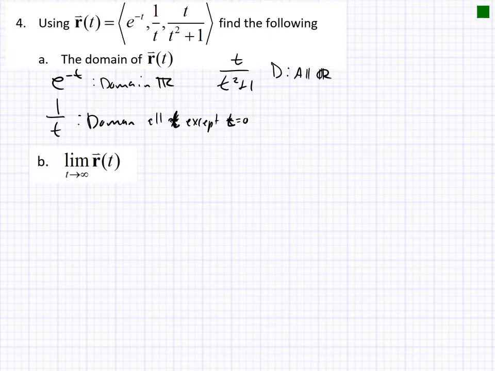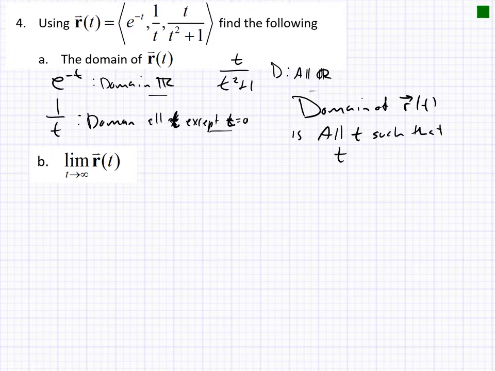And so the domain of the vector valued function is the intersection of all these domains. So the domain of r of t is all t such that t does not equal 0. We could write that a bunch of different ways. I could use interval notation. I could use set builder notation, but nonetheless, that's the domain. All right, so then we want to find the limit as t goes to infinity of r of t. Well, we have to do the limit as t goes to infinity of each component function.